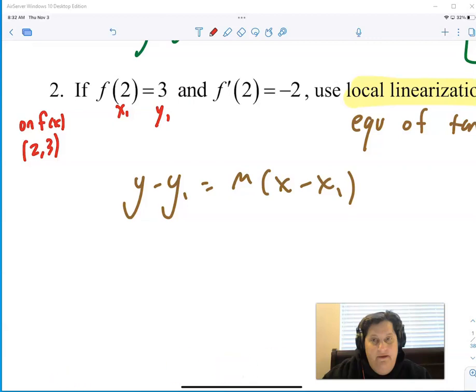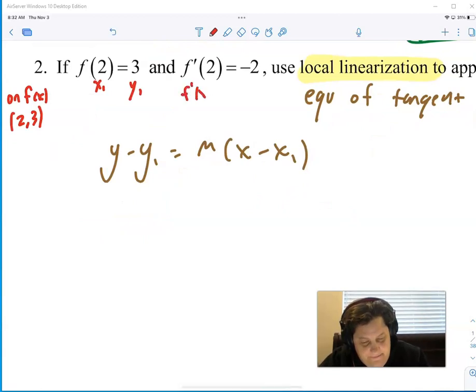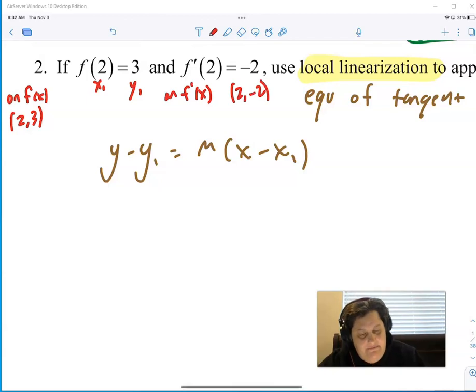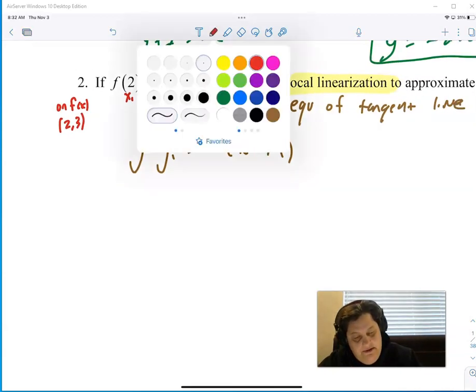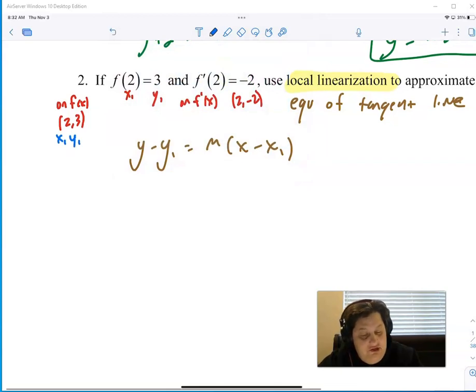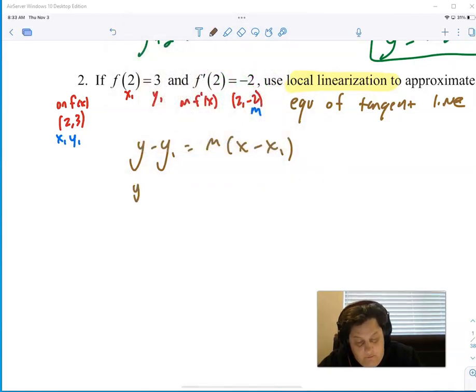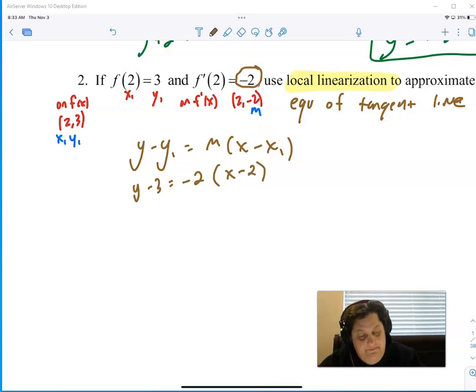Sorry about that. This is saying that on the graph of f prime, when I plug in 2, I get negative 2. Look, guys, this is x1 and y1. This is the slope at 2. That's actually m right there. So when I go to write my equation, it's y minus 3 equals negative 2, because that was the derivative, times x minus 2.